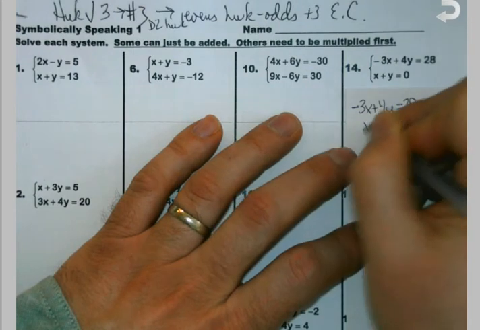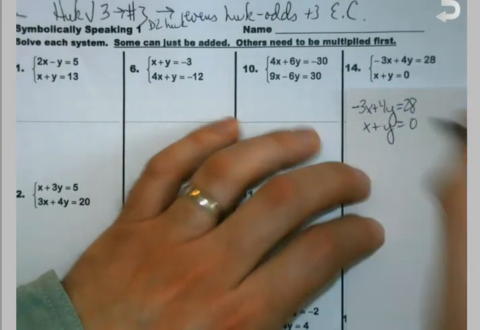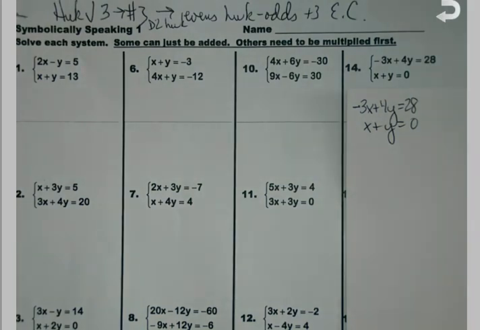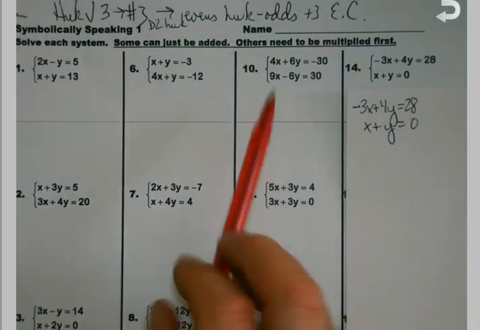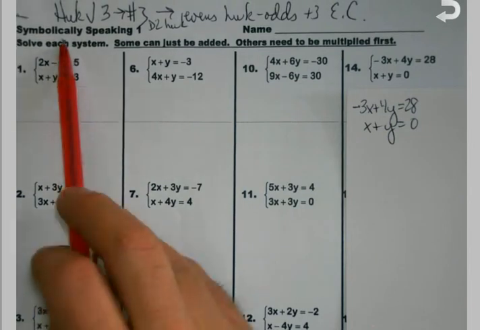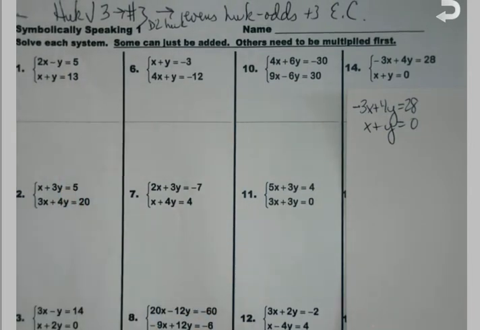So using that piece of paper on the back might definitely be to your advantage. So I look, and it's not like number 10 where I can just add down and get rid of the negative 6y. It's not like number 1 where I can just add down and get rid of the plus and minus y. I got to multiply by something.